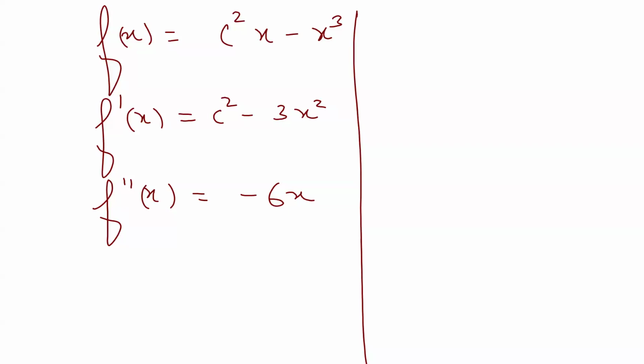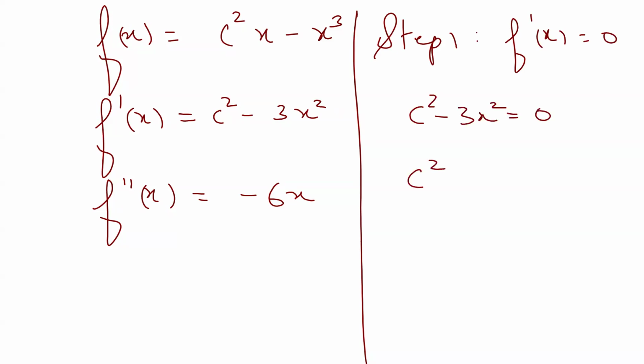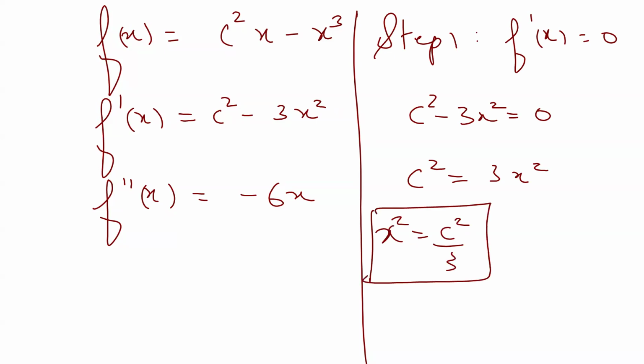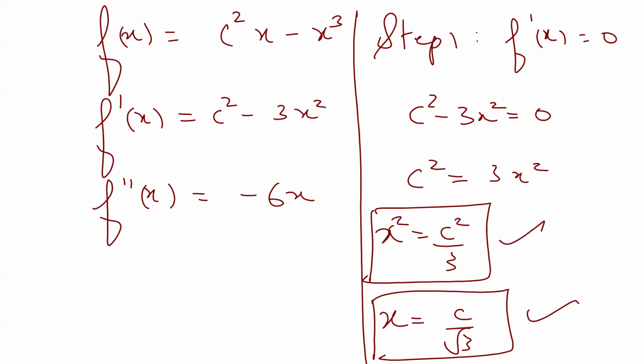Now what does maxima minima say? Step 1, equate f dash x to 0. So c square minus 3x square is equal to 0. c square is equal to 3x square. So c square by 3 is equal to x square. This is also important because x square will be used somewhere, and x is equal to c by root 3, taking the square root on both sides. These two values are important.